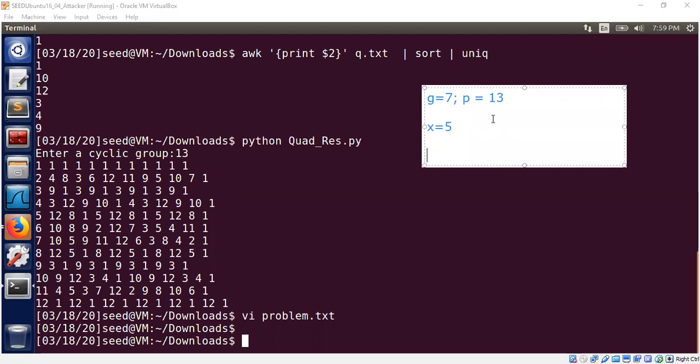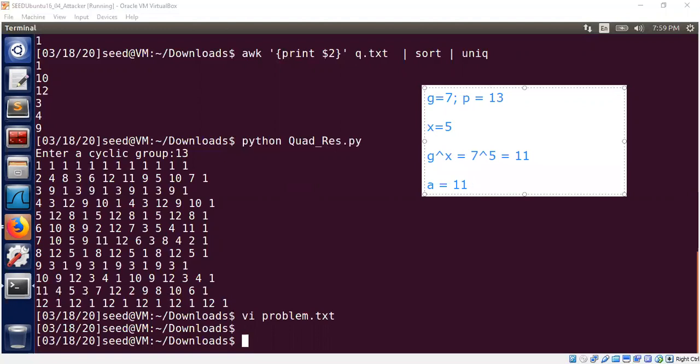Can we figure that out? What is G power X, which is nothing but 7 power 5, in mod 13? 7 power 5 is 11. So 11 in mod 13. But can we now figure out whether 11 is a quadratic residue or not?